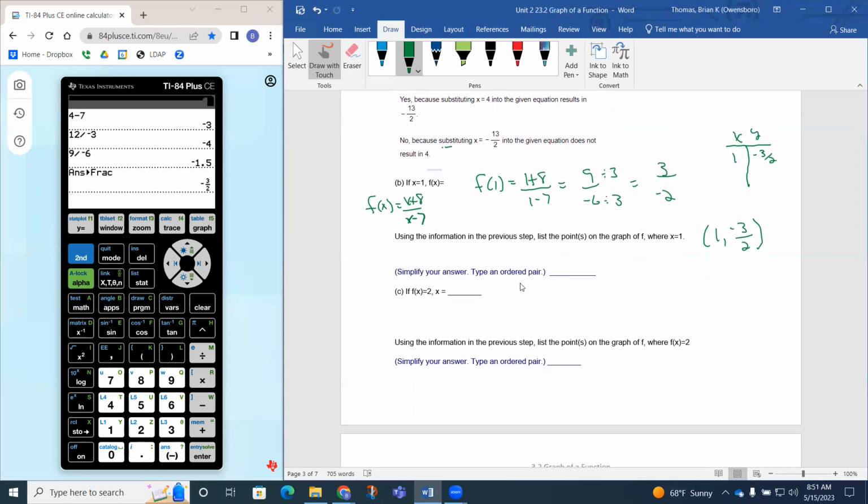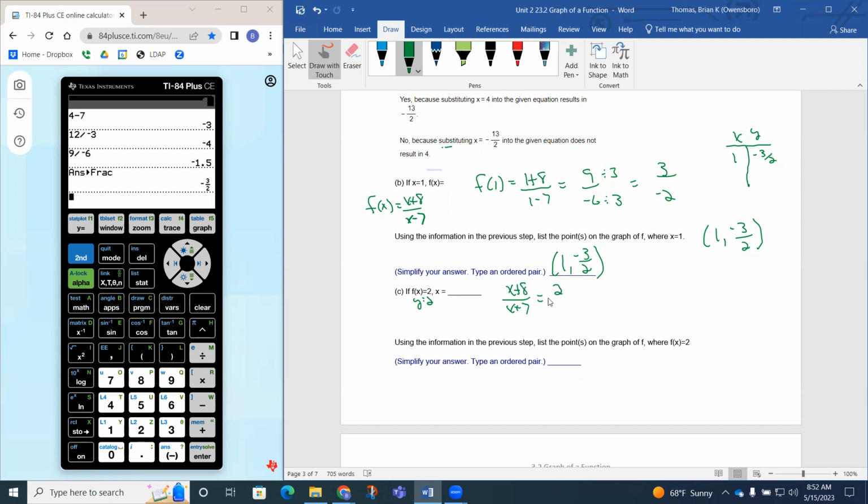So looking at C, it says if f of x equals 2, then what is x? So remember, f of x equals 2 means the output value, or in other words, y is equal to 2. So let me put this (1, -3/2) here as an ordered pair. Remember, when you write an ordered pair, you have to use parentheses. So sorry, now back to C. So notice how, again, y is equal to 2. We're solving for x. So again, our function is really going to be (x plus 8) over (x minus 7), because we don't know what x is, but we do know the output value is going to be this 2.